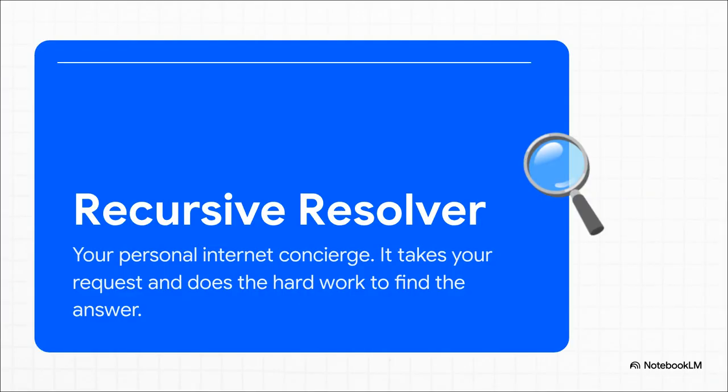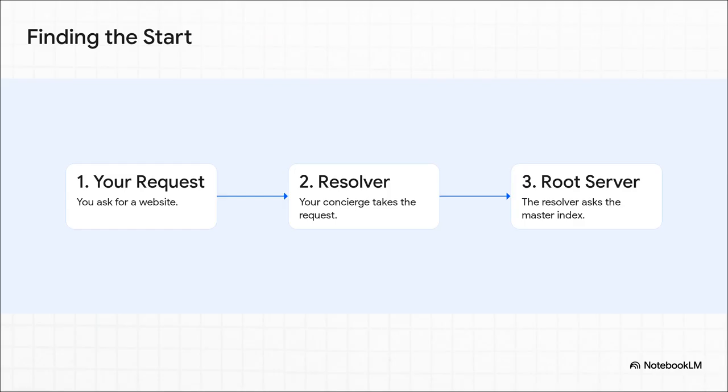Now, your computer doesn't just shout into the void hoping for an answer. Instead, it hands off the request to this special server called a recursive resolver. You can think of this as your own personal internet concierge. Its whole job is to take your request and do all the legwork, all the hard stuff to hunt down the answer for you. Now, here's the thing. The resolver probably doesn't know the answer itself. So what does it do?